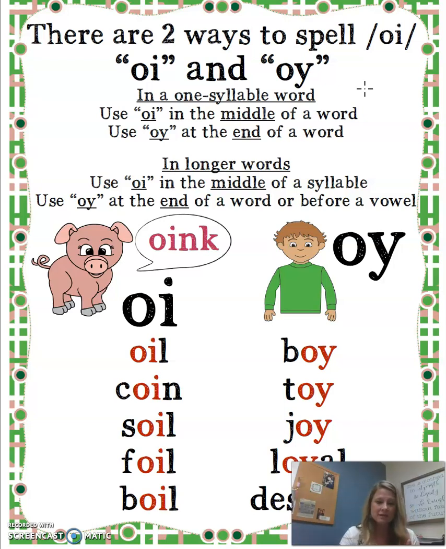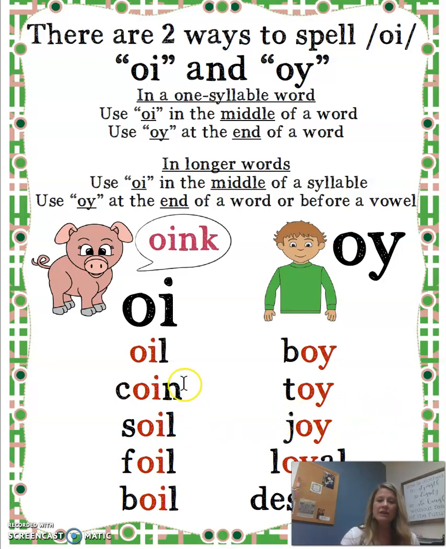Well, in a one syllable word, so what are some one syllable words? Boy, toy, ones that we can do one beat. In a one syllable word, we would use OI in the middle of a word and OY at the end of a word. So let's look at some one syllable words where that's the case. Coin, we use OI in the middle of the word. Come over here to the one syllable word boy, toy, joy, OY is used at the end.